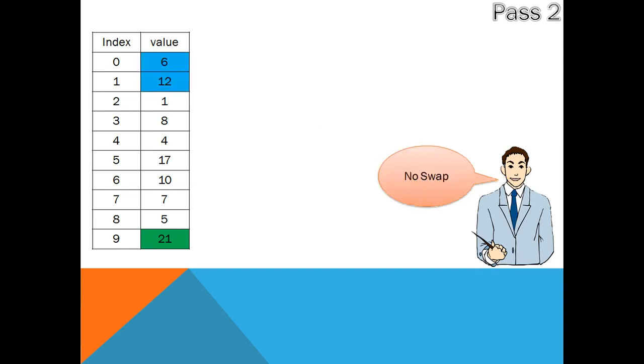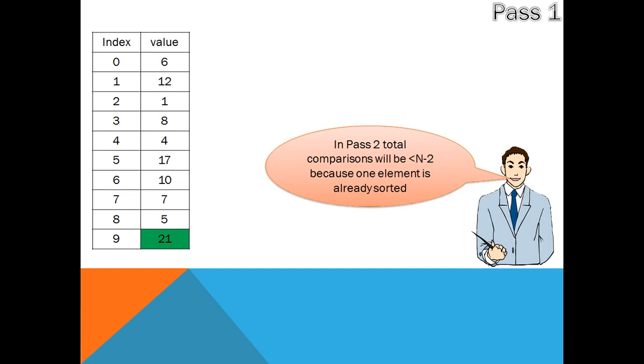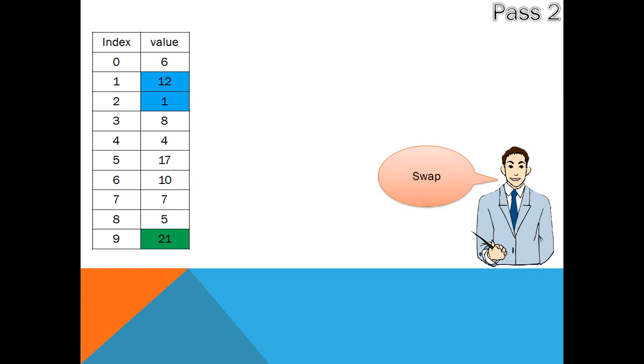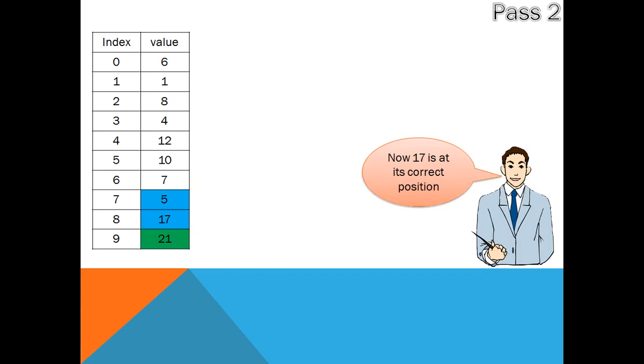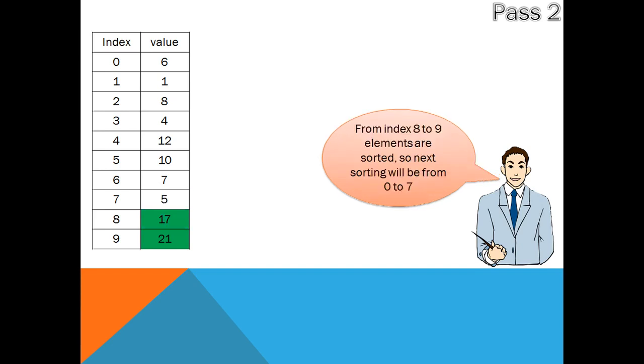Let us see now, pass 2. Previously, 6 is the first element, 21 is the last element. First pair is compared, no swapping. Second pair is compared, swapping is required. Here, swapping is required. Here, swapping is required. Here, swapping is not required. Here, swapping is required. Here, swapping is required. Here, swapping is required. Now you can see the second highest element, that is 17, is at its last but one position. Index 8 to 9 elements are sorted, so the next sorting will be from index 0 to the 7th index.